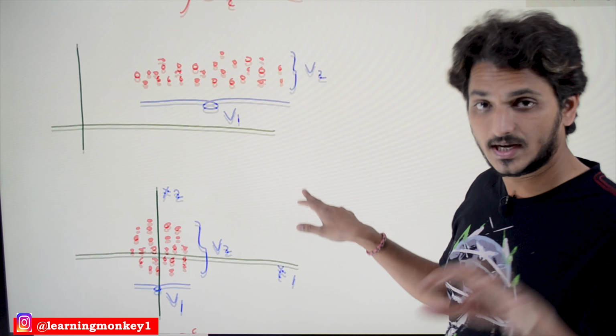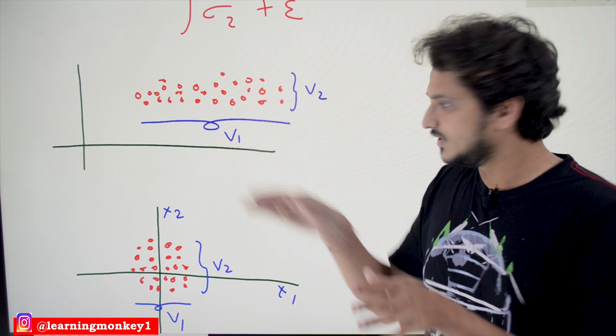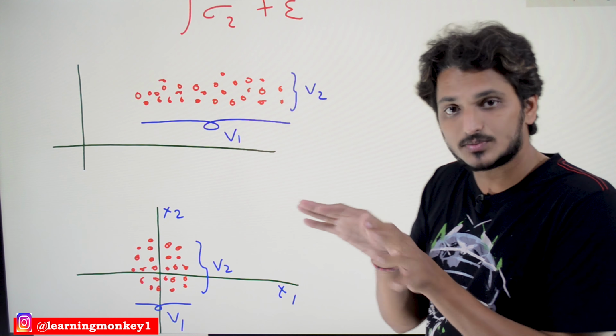So let's observe this. In this dimension the spread is large, in this dimension the spread is small. When we normalized the data, what happened? We got spherical shaped data. With this there is an advantage. What's that advantage? Let's understand it.